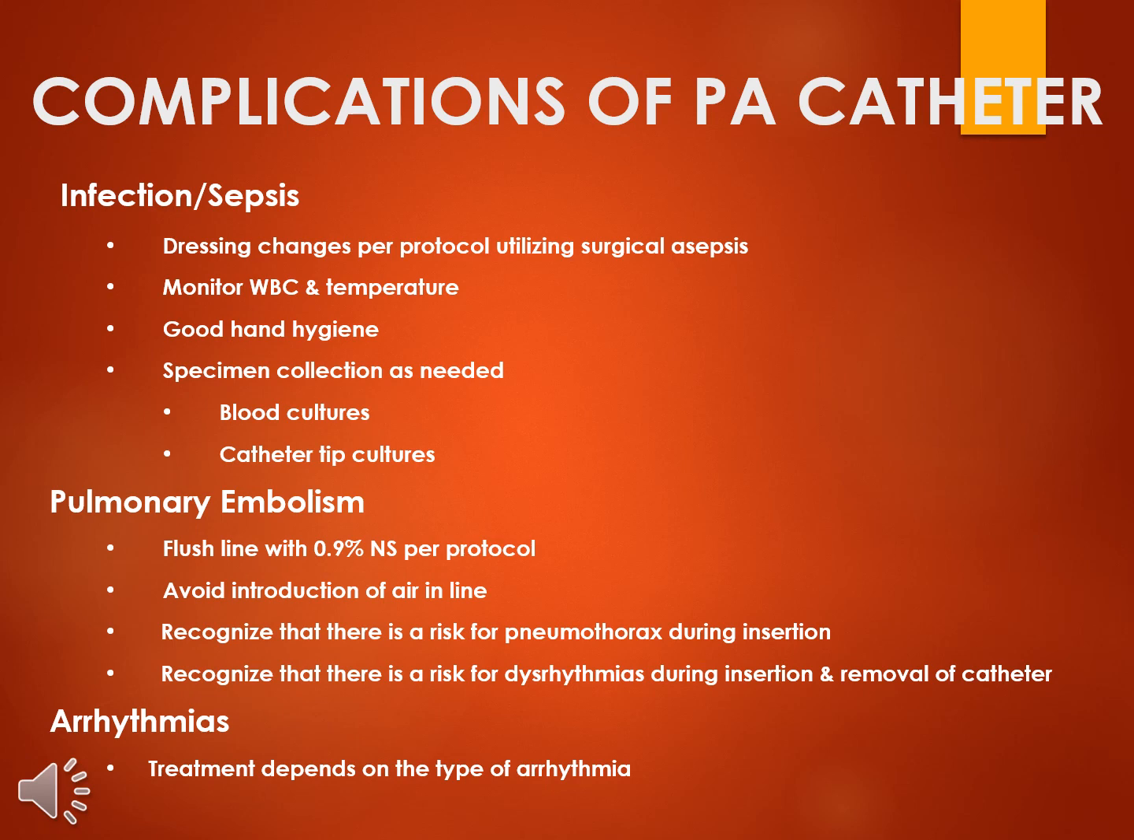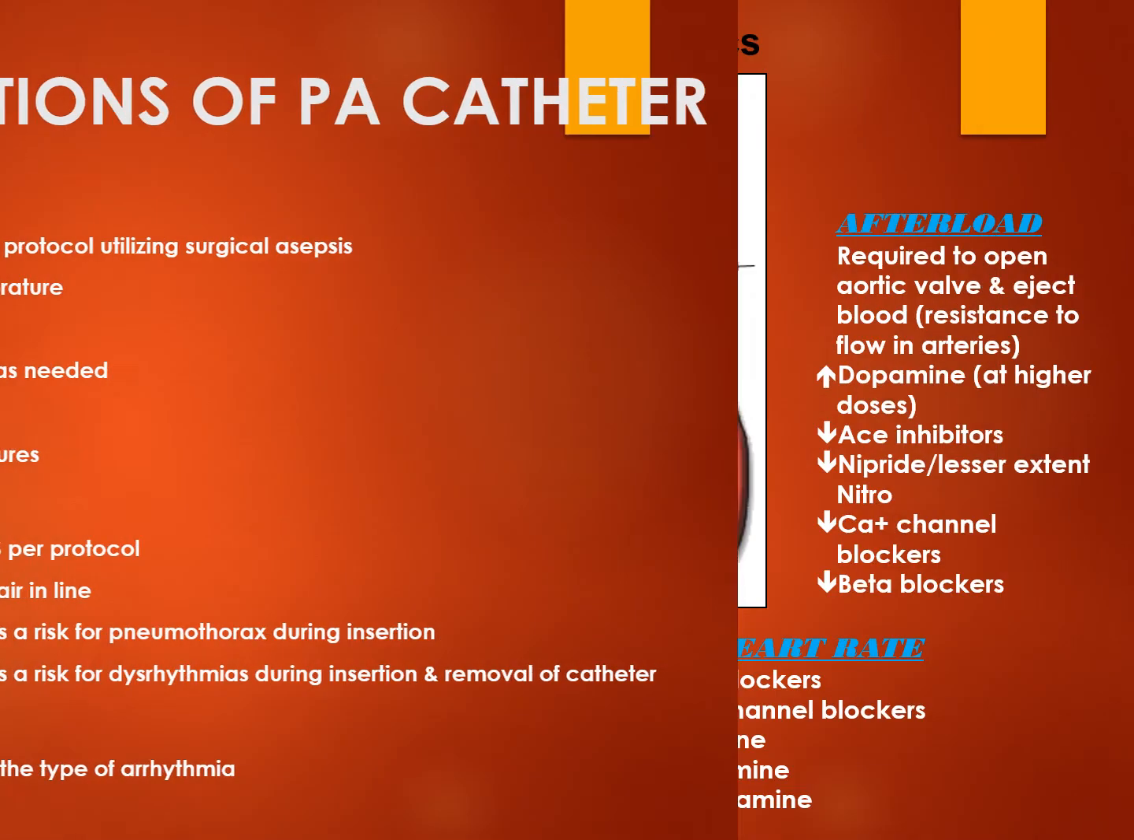Pulmonary embolism is another thing. So flushing the line with normal saline per protocol prior. Avoid introduction of air in the line. Recognize that there's a risk for pneumothorax during an insertion, so we need to be monitoring that patient for any problems of dyspnea, shortness of breath, increased anxiety, uneven chest expansion, and also recognize that there is always a risk of dysrhythmias during the insertion and the removal of the catheter.